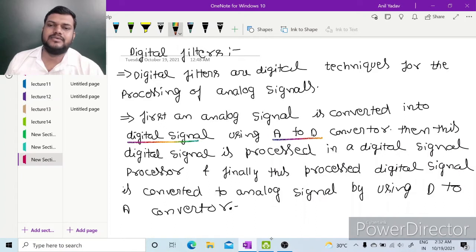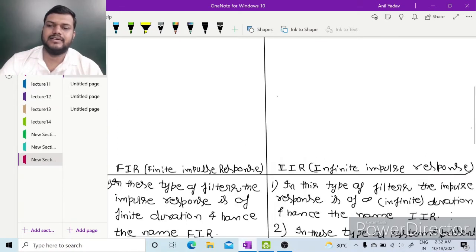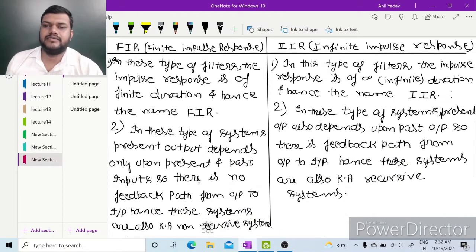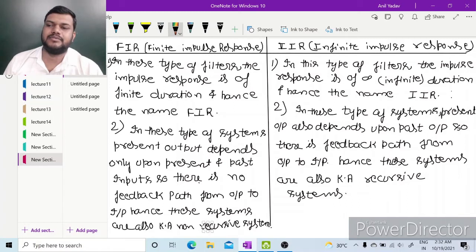Basically, there are two types of digital filters, FIR and IIR, finite impulse response filter and infinite impulse response filter. So let us see these FIR and IIR filters and the difference between them. In FIR type of filters, the impulse response is of finite duration, that is why its name is finite impulse response filter. And in IIR, infinite impulse response type of filters, the impulse response is of infinite duration and hence the name IIR.